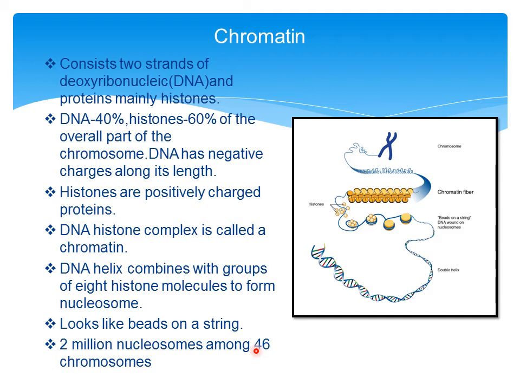So chromatin, what is it? It is the DNA histone complex. The DNA is negatively charged along its length and histones are positively charged. So the DNA helix combines with groups of 8 histone molecules to form the nucleosome. And how does it look? It looks like beads on a string. And the human body consists of 2 million nucleosomes. So I think till this it is clear to you all.